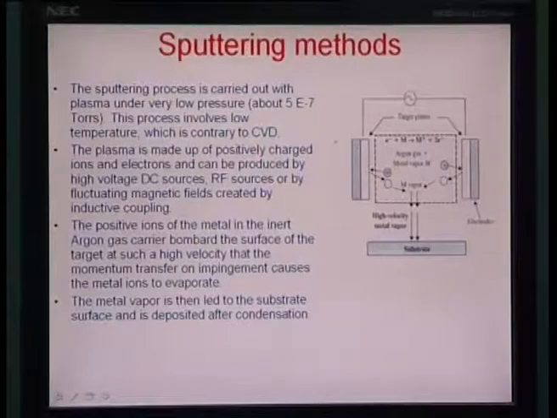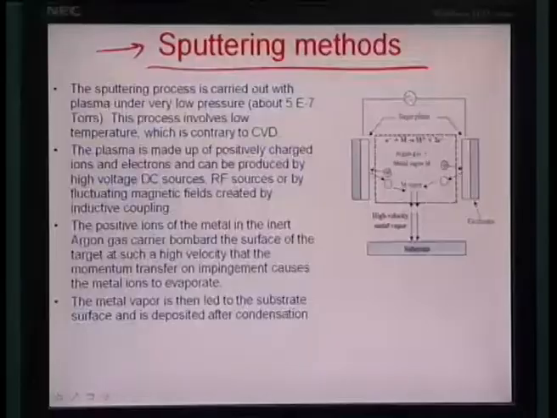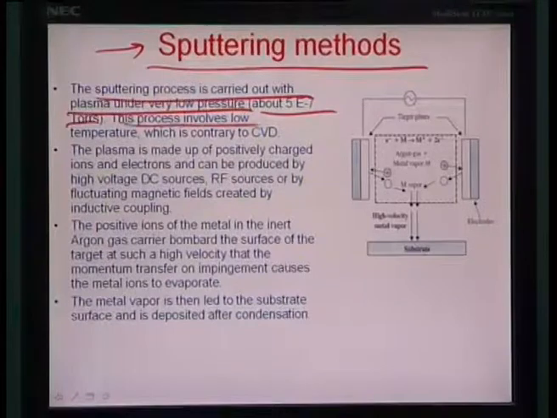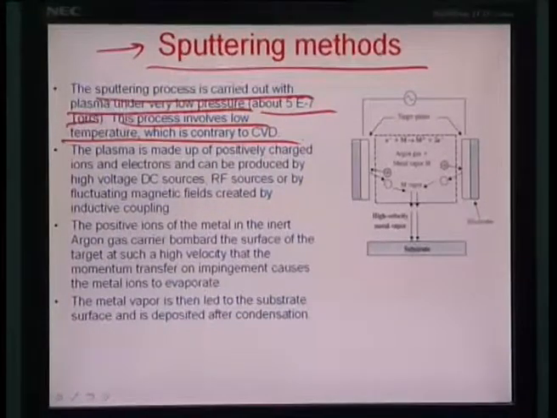Another very popular deposition technique is the sputtering based deposition technique, which is actually a plasma driven process. So here in this particular illustration, as for example, the sputtering process is carried out with a plasma under low pressure of as low as about 5×10 to the power -7 torr, okay. And this process involves low temperature, which is contrary to CVD. Plasma really is a state of ions and electrons.